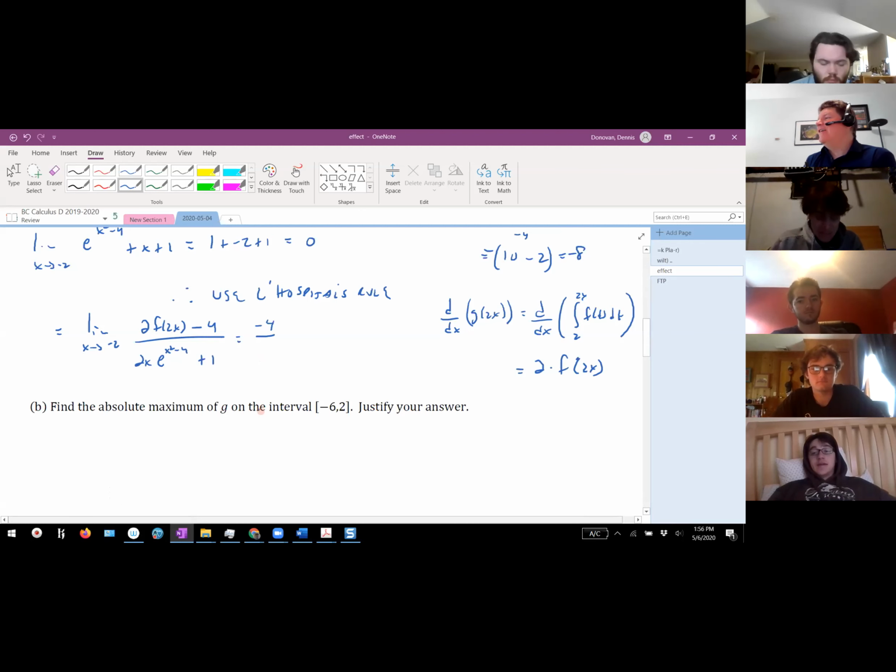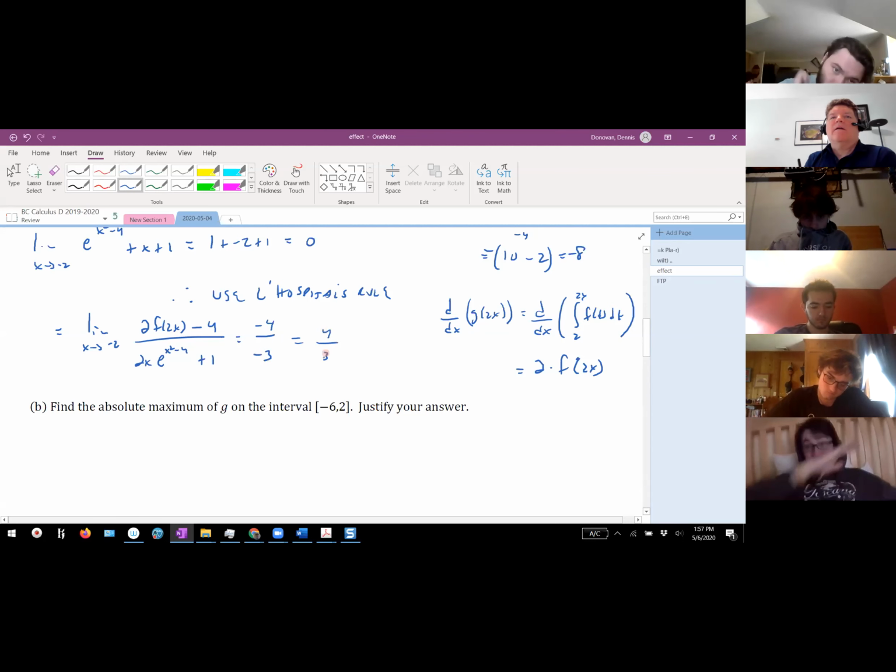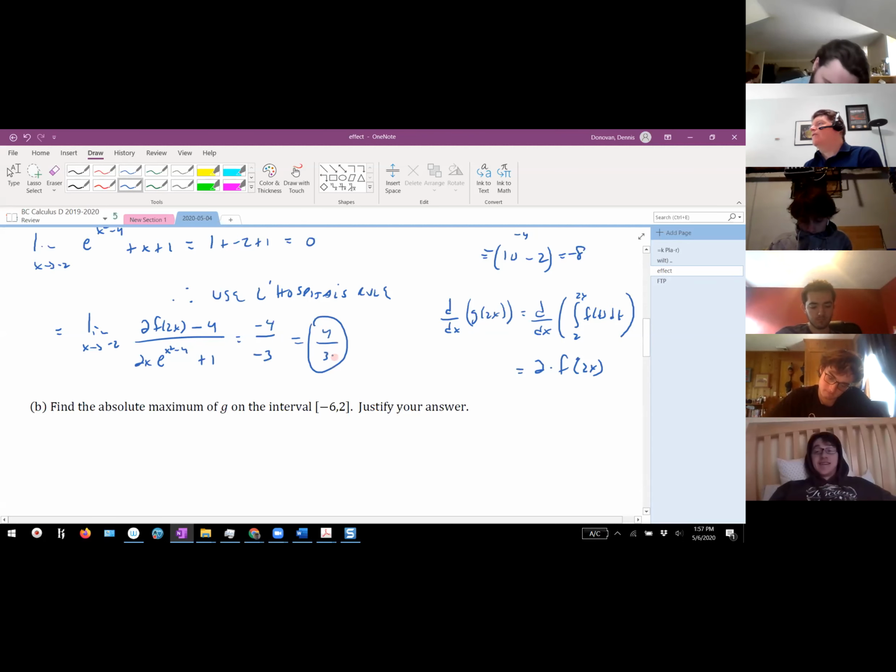What's the limit of the denominator? Negative 3 is correct. So 4/3 is the final limit.